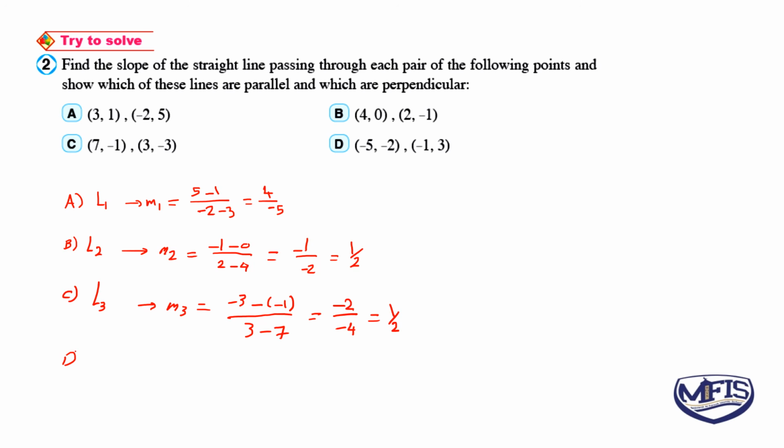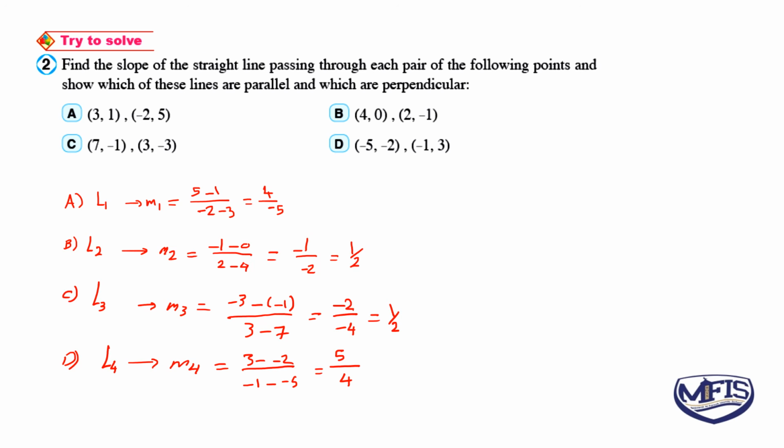And letter D is the last one, L4. The slope m4 equals 3 minus -2 over -1 minus -5. So 3 plus 2 is 5, over -1 plus 5, which is 4. So it will be 5 over 4.